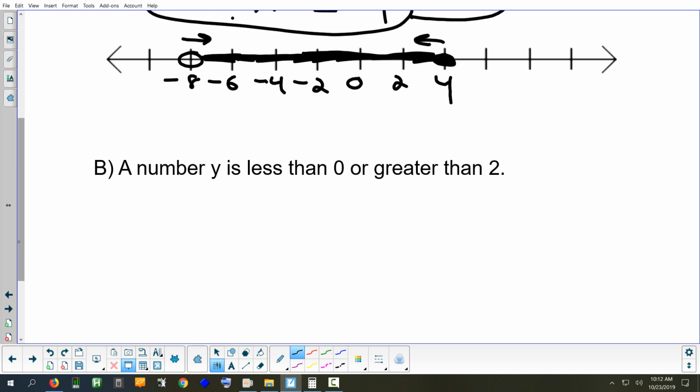Yours says something a little different. Yours says a number y is at most 0. Let's change it to this. It's really kind of the same thing. But on yours, just change it to a number y is less than 0 or greater than 2.